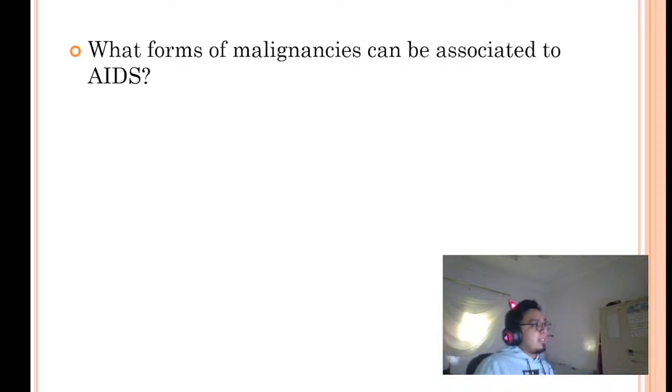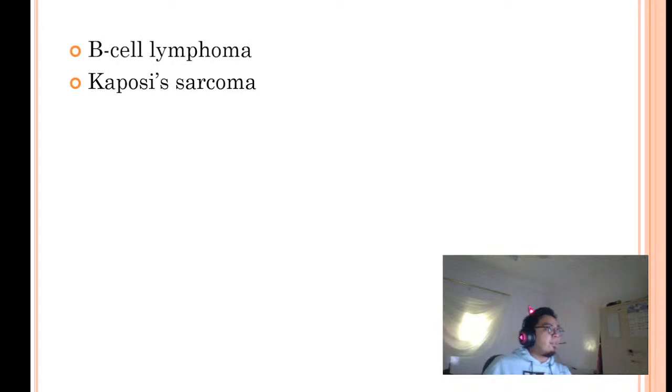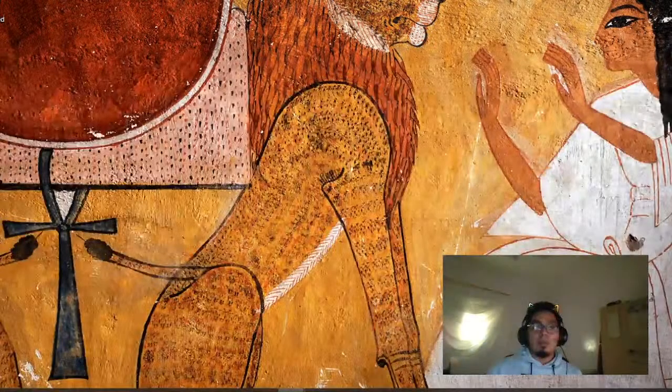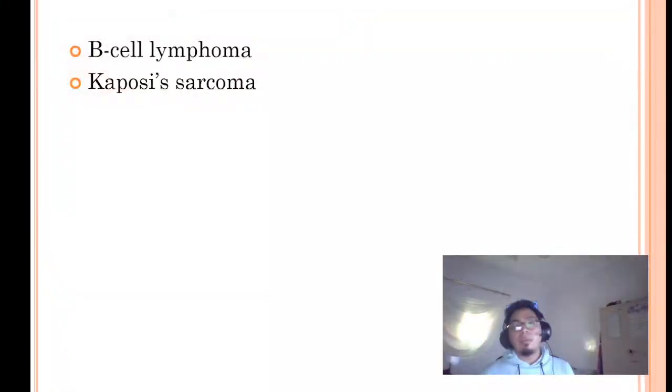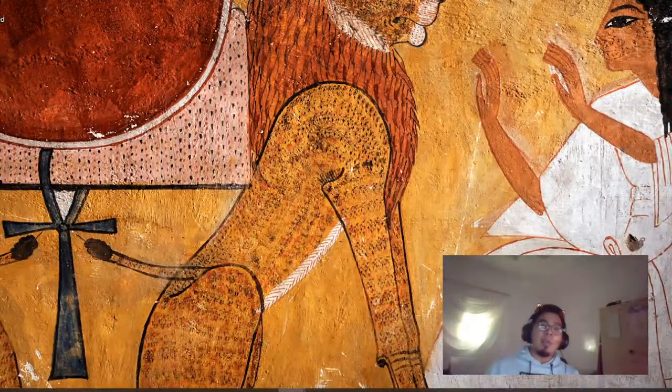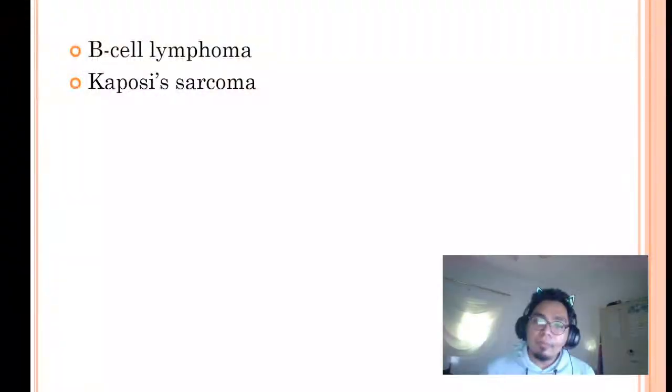What forms of malignancies can be associated with HIV? Since we're talking about HIV spreading throughout the body, we also need to talk about the malignancies associated with AIDS. This causes B-cell lymphoma and Kaposi sarcoma. Pero sir, kanina minention mo may isa pang virus na nagkakaroon ng Kaposi sarcoma. Which virus causes Kaposi sarcoma aside from HIV? Anybody can answer? HHV8 po. HHV what number? 8 po. 8. Okay.